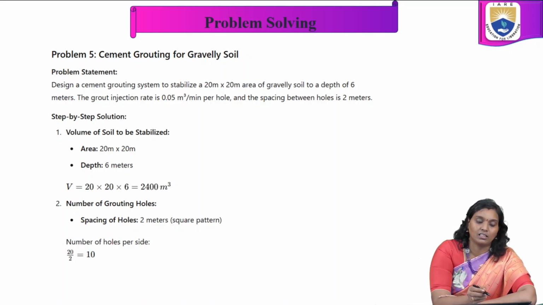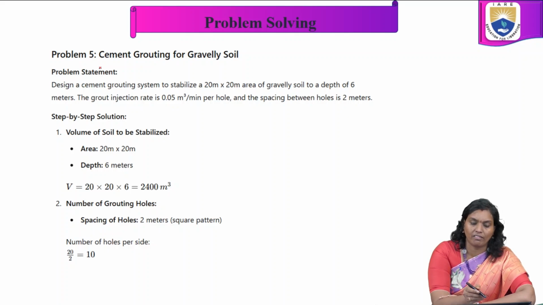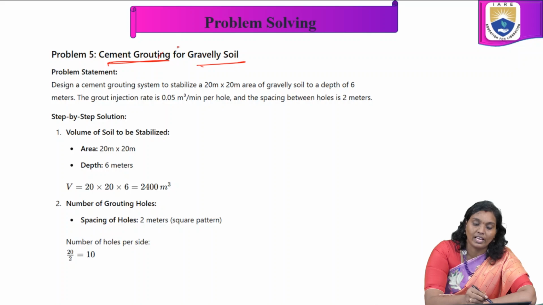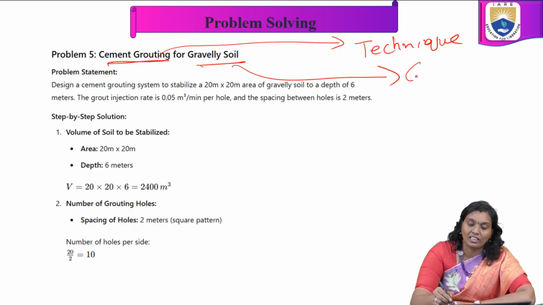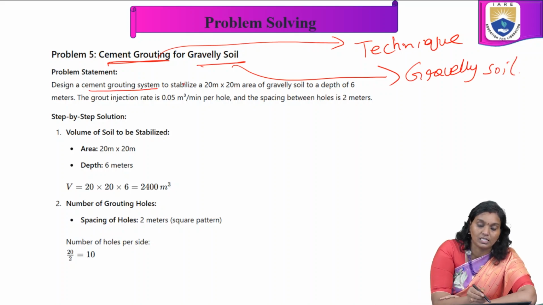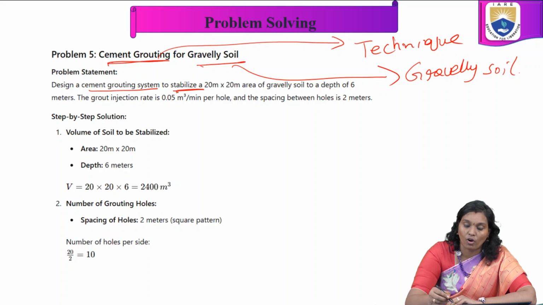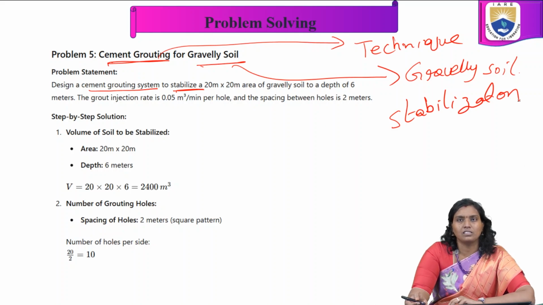Now, the another kind of technique which we use is cement grouting for gravelly soil. This is the technique which we choose for getting the desired properties of gravelly soil. So here, design cement grouting systems to stabilize. The required thing here is stabilization. Previously, what we did was consolidation.